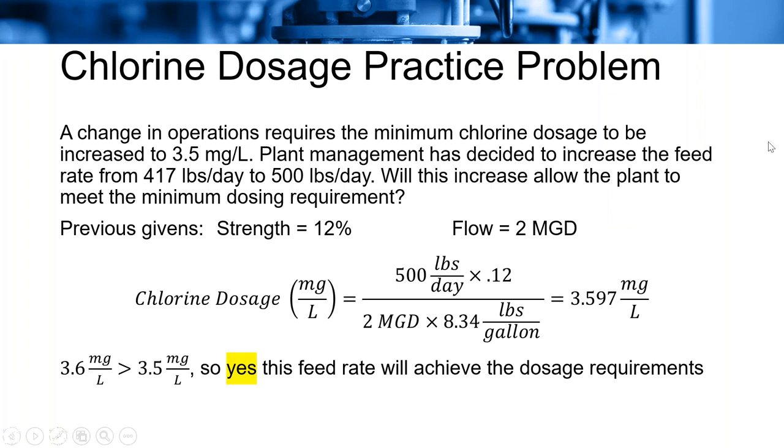As you can see, we use the same equation as before, and the only thing that really changed is our feed. Instead of 417 pounds per day, it's 500 pounds per day, as we can see right here on the chlorine dosage equation. Then we just multiply that math and cancel our units, and the answer is 3.597 milligrams per liter, or 3.6 milligrams per liter. That's greater than the minimum dosage we wanted to increase to, the 3.5. So yes, this feed rate that plant management has decided to run will achieve the dosing requirement.